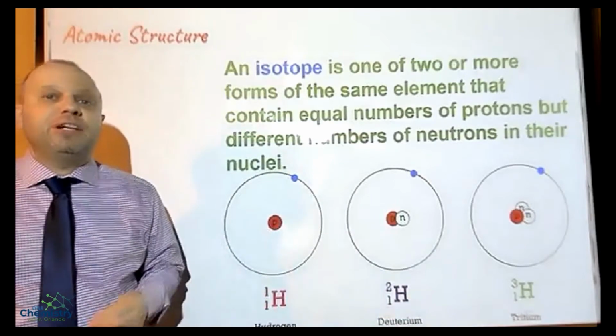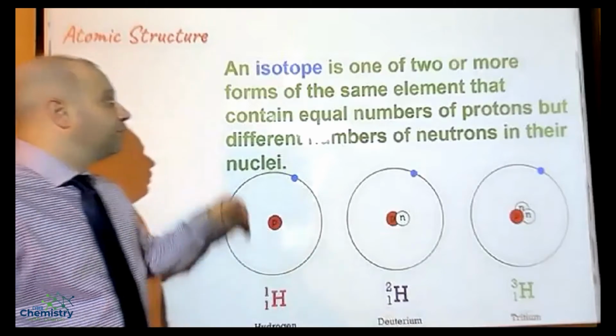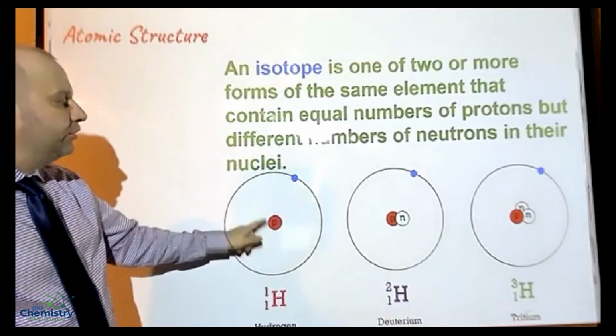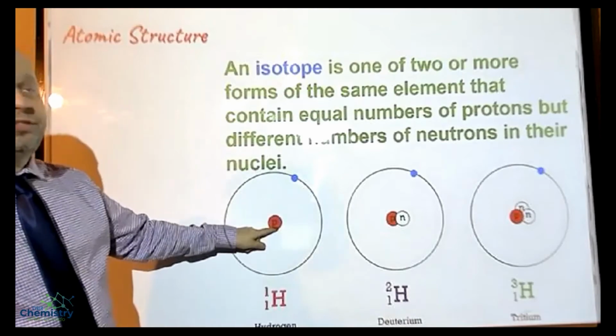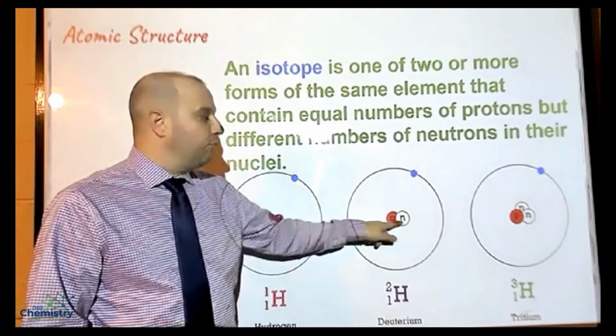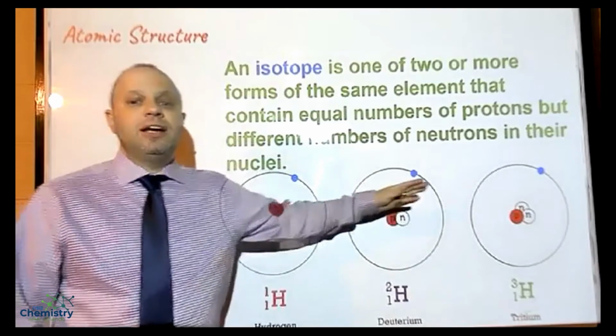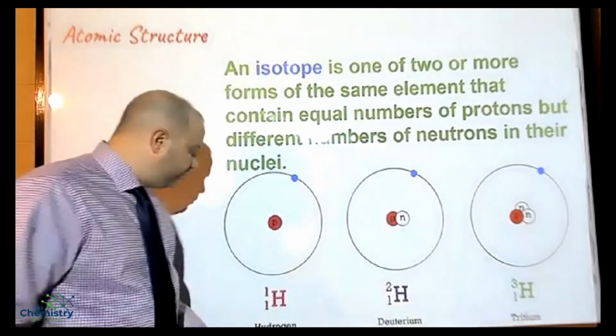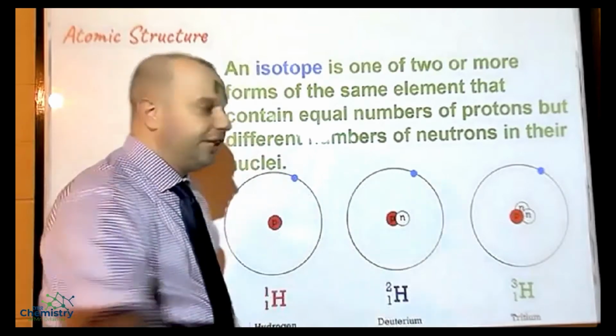And what makes them different is their numbers of neutrons. So they contain equal numbers of protons, but different numbers of neutrons. Here we have no neutrons, just a single proton. Here we have one of each, one proton, one neutron. And then in our third example, we have one proton and two neutrons.